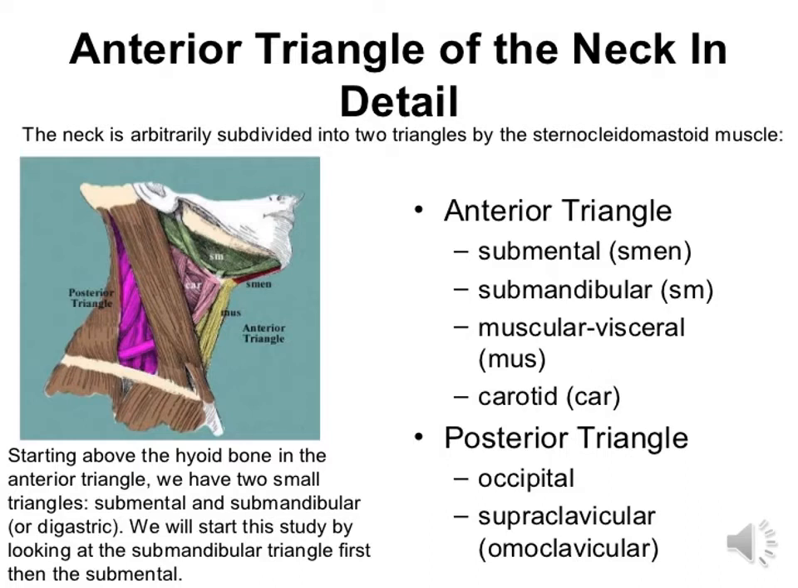Starting above the hyoid bone in the anterior triangle, we have two small triangles, the submental and submandibular triangle, or call it the digastric triangle. We will start this study by looking at the submandibular triangle first, then the submental triangle.